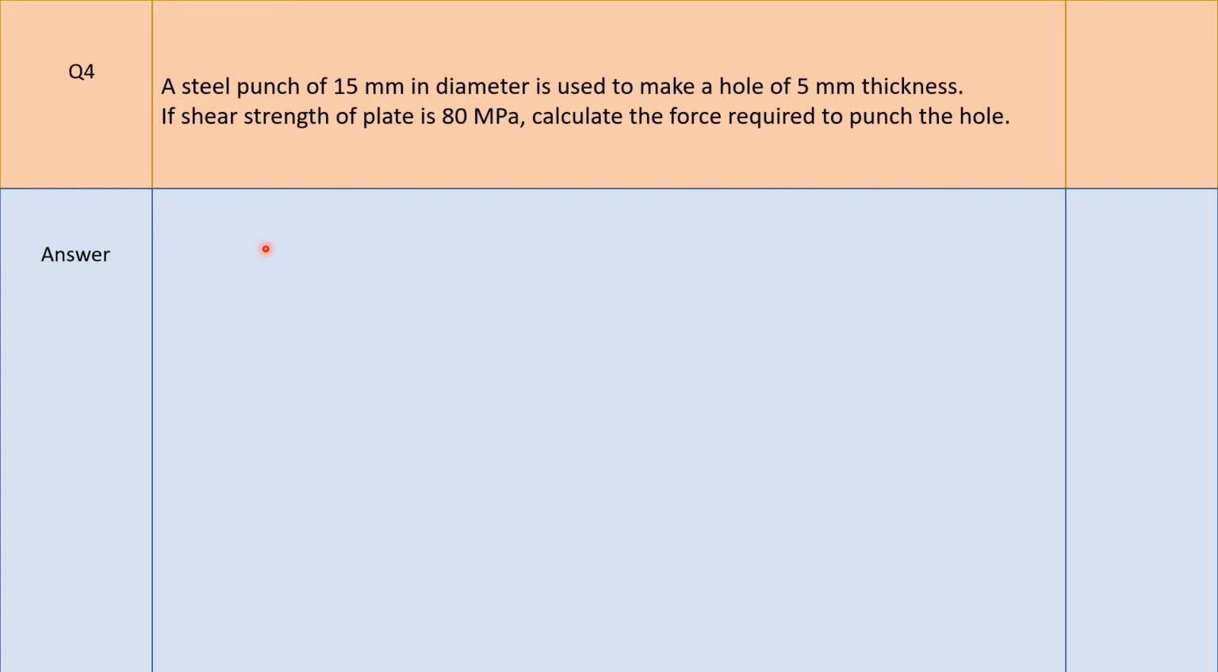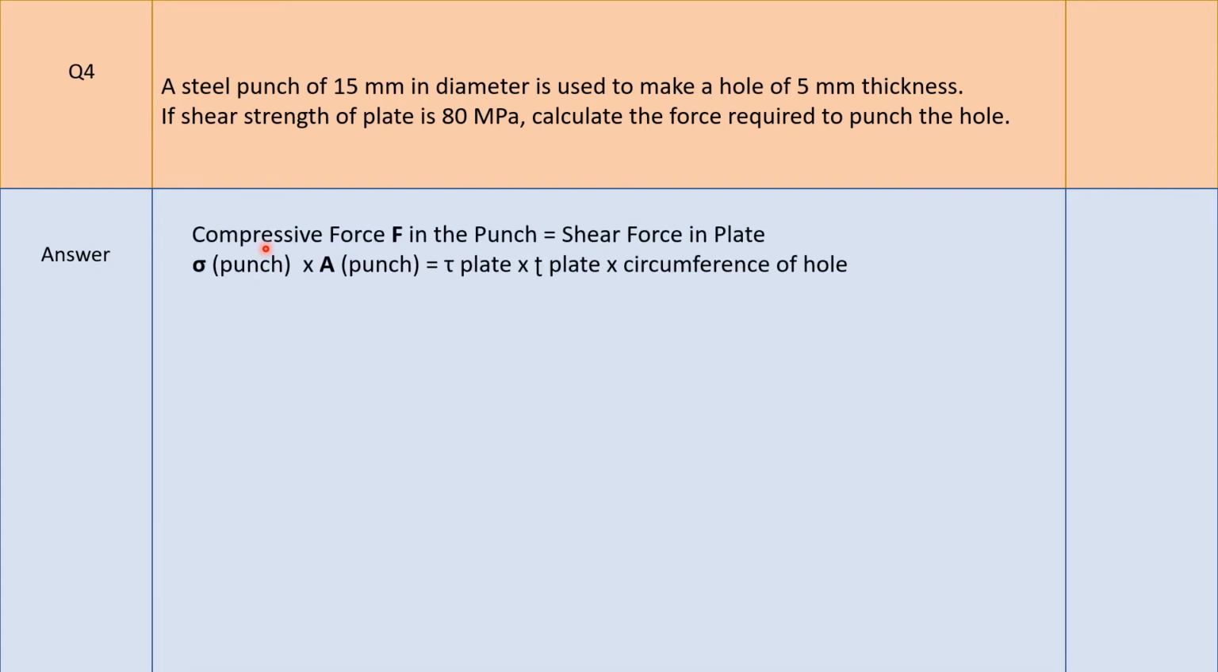Now shear strength is given, so again the same formula: compressive force F in the punch is equal to shear force in the plate, and compressive force is equal to sigma punch into area of punch, and shear force is equal to tau plate, shear stress in the plate, into thickness of the plate into circumference of the hole. Now F will be equal to, now we will use this because these things are given.